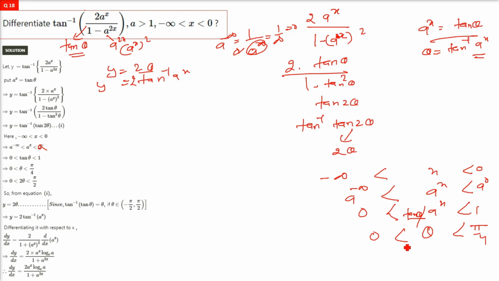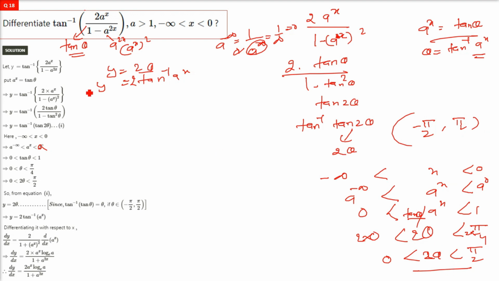You have to be between minus pi by 2 and pi by 2 in order to cancel tan inverse. And since it is 2 theta, you have to multiply by 2 also. So you get pi by 2 and 0. So you are well inside negative pi by 2 and pi by 2.